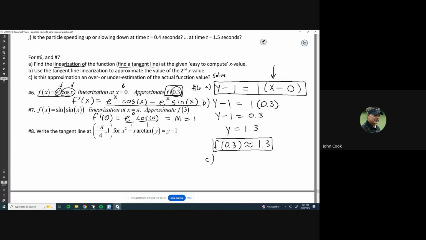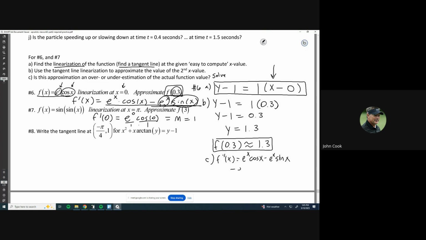So f double prime of x is equal to the derivative of e to the x cosine of x, which is going to be e to the x cosine of x, and then minus e to the x sine of x, just like what we had before. And then we have to do the derivative of this other thing. So actually I should put a minus there. Minus, and then do product rule one more time with this stuff.